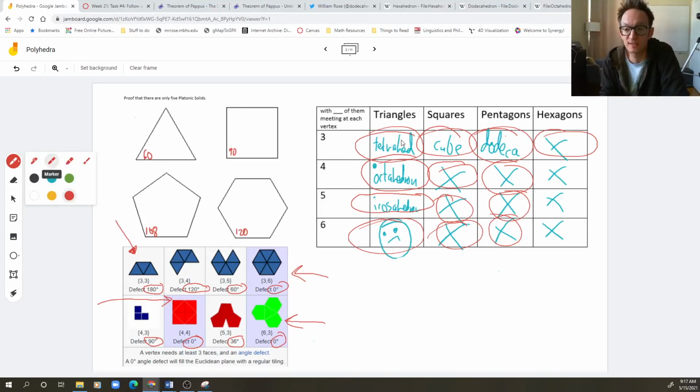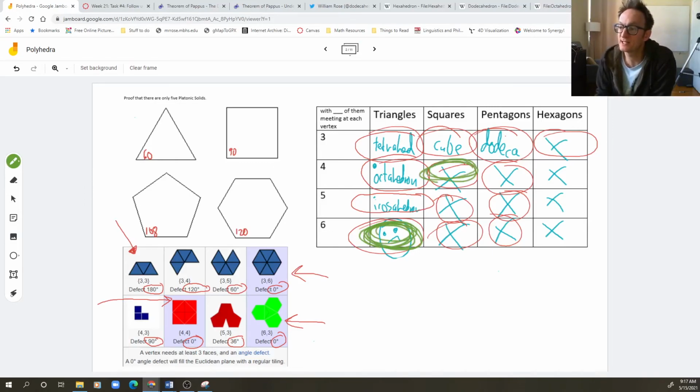So maybe it should be somehow a different color for the ones that you can't even do that with. So maybe I should turn this frown into a happy. This is happy. This is happy.